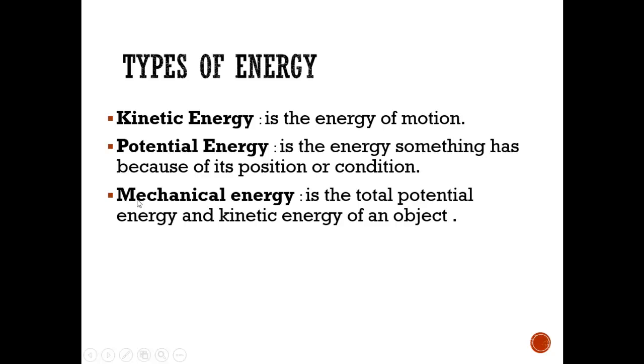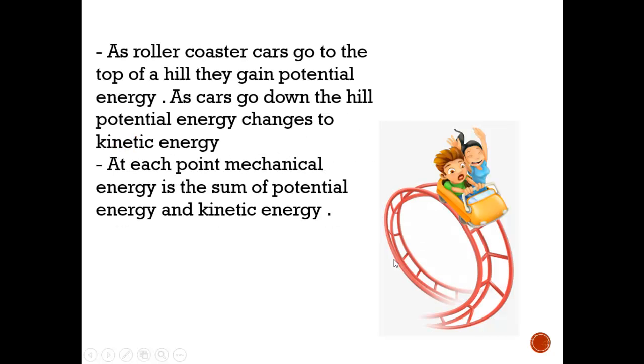We have another form of energy called mechanical energy, and mechanical energy is the total of potential energy and kinetic energy of an object. Another example, the roller coaster. When the roller coaster car is at the top of the hill, in this position, it gains potential energy. As the car goes down and moves, it gains kinetic energy. At each point, the mechanical energy is the sum of potential energy and kinetic energy.